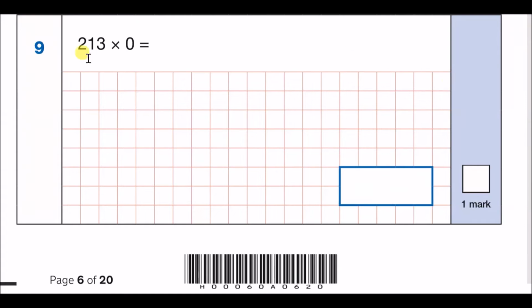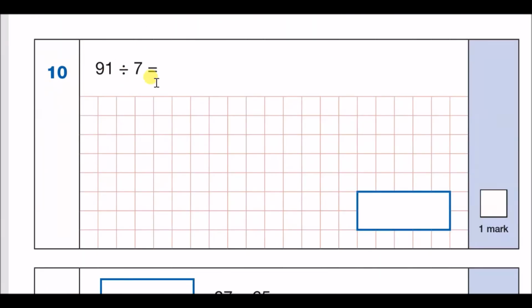Okay, number 9. Anything times 0 is 0. Done. So for this question, we're going to now use the short division or bus stop method. The way this works, you always take this term over here, the divide by 7, outside the bus stop and put 91 inside. Okay?